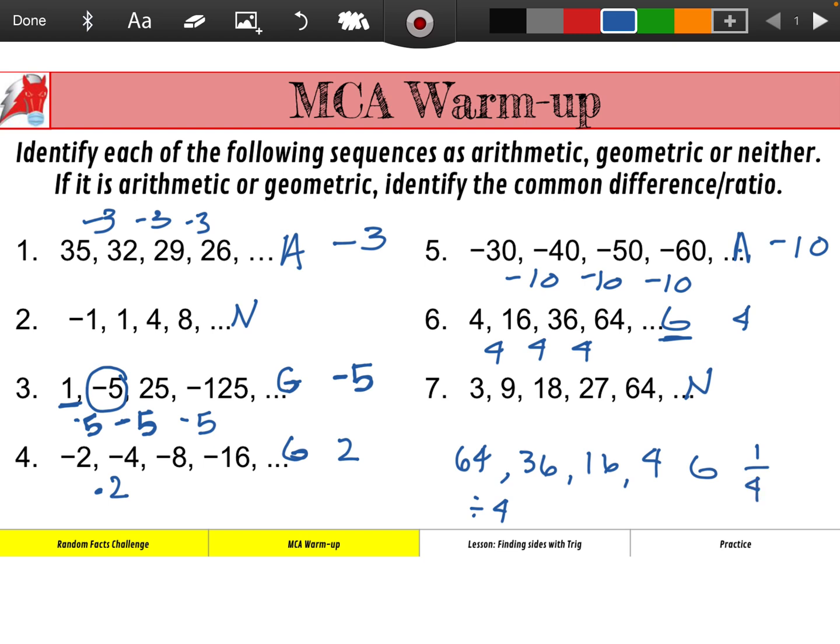Okay, it's always being multiplied. But that's the options there. That's all I got for you with those. Hopefully you get a little bit of a wake up with what arithmetic and geometric is.